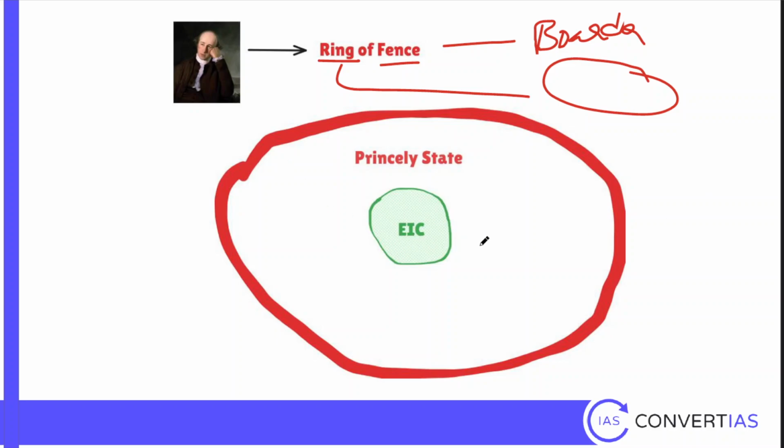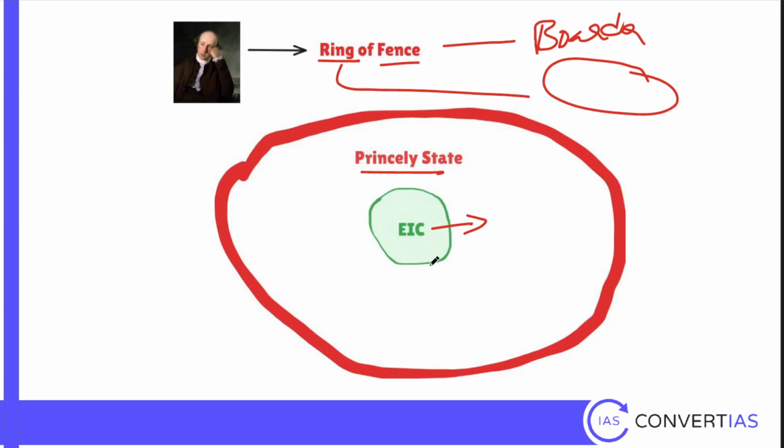And what are you fencing? Whenever we are fencing, we should fence something, right? There should be something in the middle to be fenced. What we are fencing here is the English East India Company territories or the British possessions in India. And how do they fence? They fence it with the territory of the princely state.